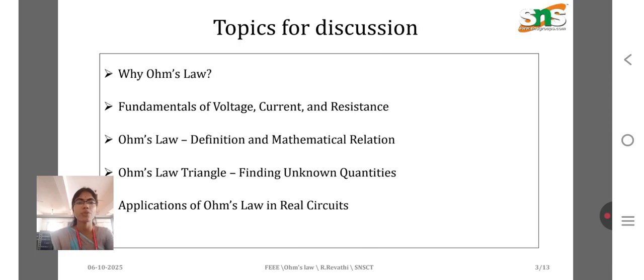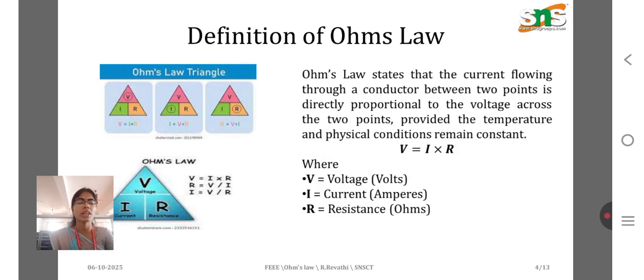The basics of Ohm's law, fundamentals of voltage, current, and resistance, Ohm's law definition and mathematical relation, Ohm's law triangle, and finding the unknown quantity. These are all the topics we are going to discuss in today's class. So let us enter into the class.